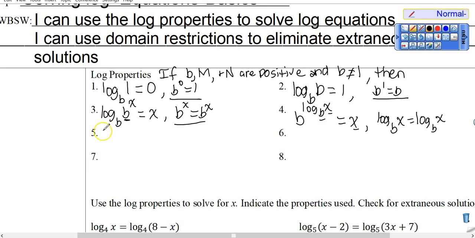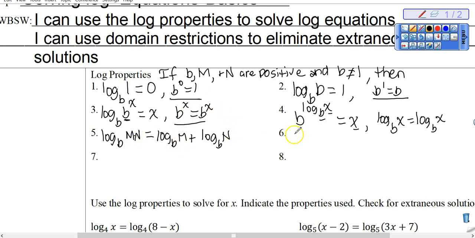So here we go. This next property says, if I have the log base b of the product, m times n, so I'm multiplying m and n inside the log. Sometimes it's really difficult to solve equations like that. So it's true that if I'm multiplying, I can separate them. The log of a product is equal to the sum of the logs if you separate them. The log of a product is equal to the sum of the logs.